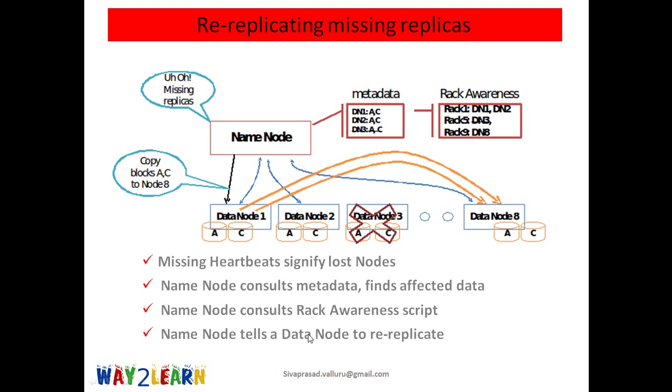So, the same thing I discussed here: missing heartbeats from a data node signify the loss of the node. Suppose there is no heartbeat from data node 3. The name node will check in the metadata what blocks data node 3 contains: A and C. It will try to re-replicate these blocks on other nodes by running the rack awareness script internally. So the name node takes care of making sure that the replication factor is maintained.